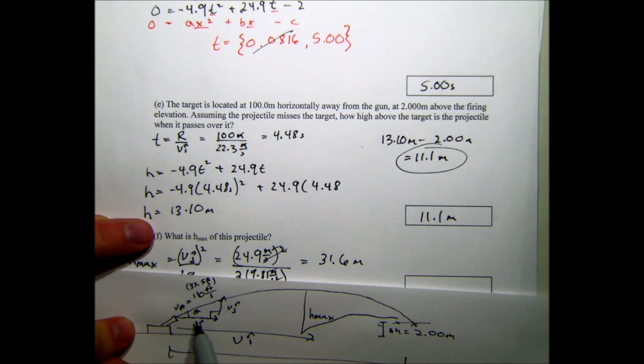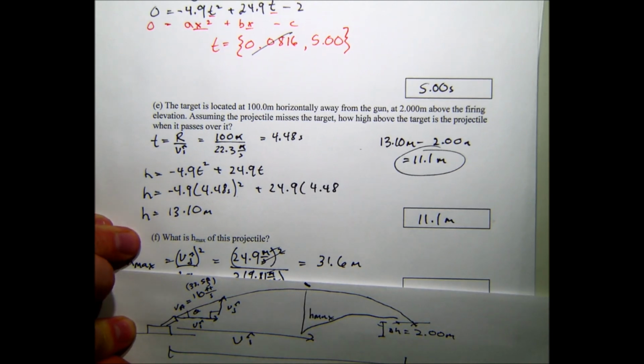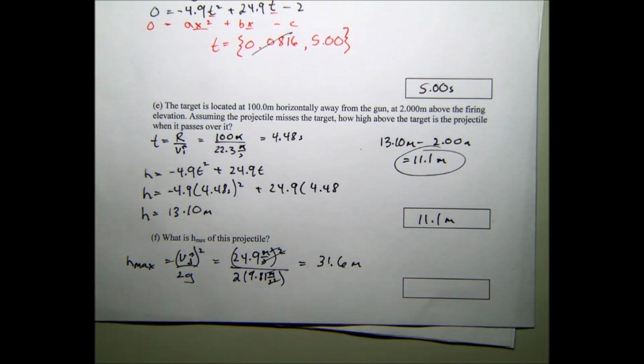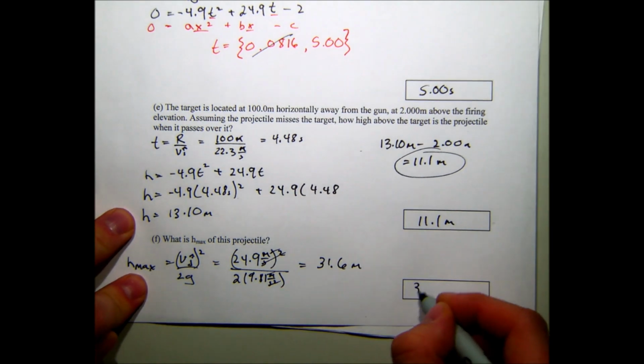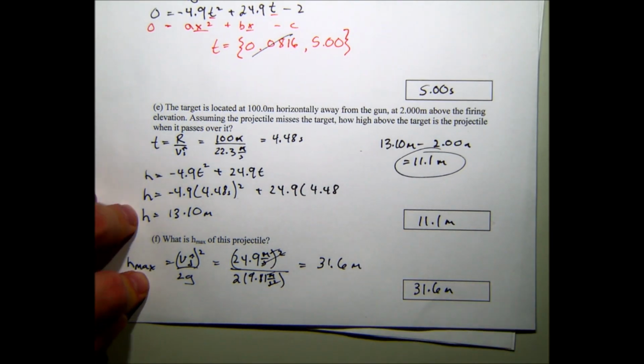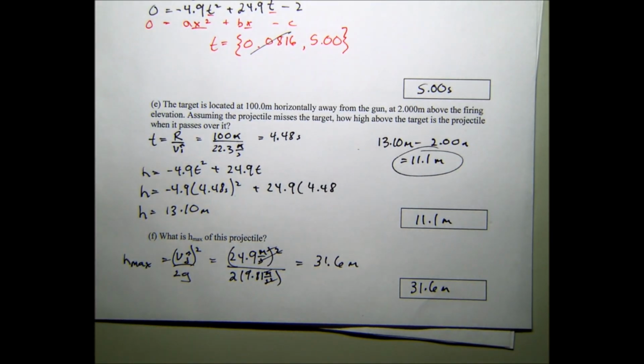So it's 31.6 meters above where it was shot, or 29.6 meters above where it landed. The question really hasn't asked me which reference point I'm using, so either would have to be acceptable in this case. And we put our value in, and that is how we do a projectile problem.